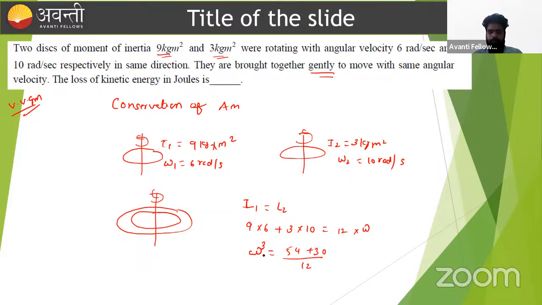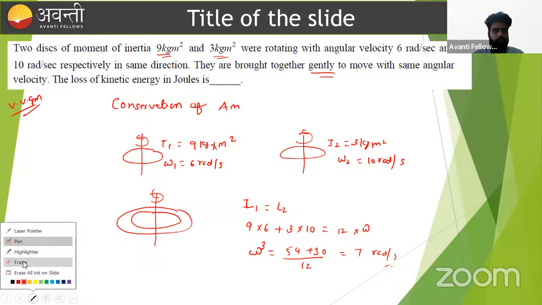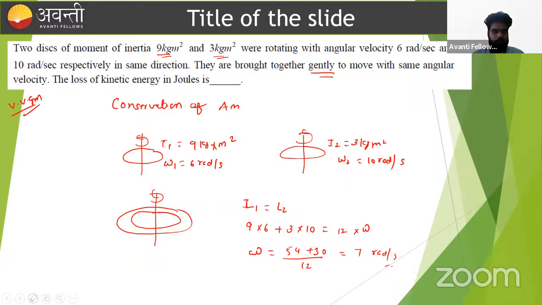Comment, beta, what is the value of omega you will get here? And if we get the value of omega here, I hope everybody got the value of omega, that's 7 radian per second. Once we get the value of omega, let us remove this to avoid the confusion. Sir, what is asked? Loss in kinetic energy. So what is the loss in kinetic energy, beta?